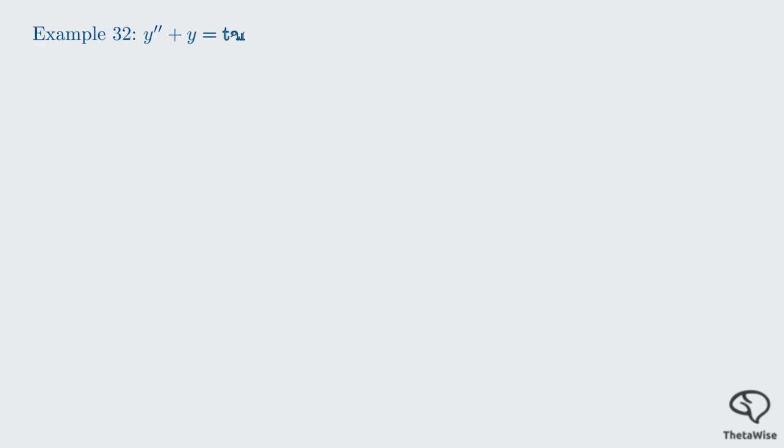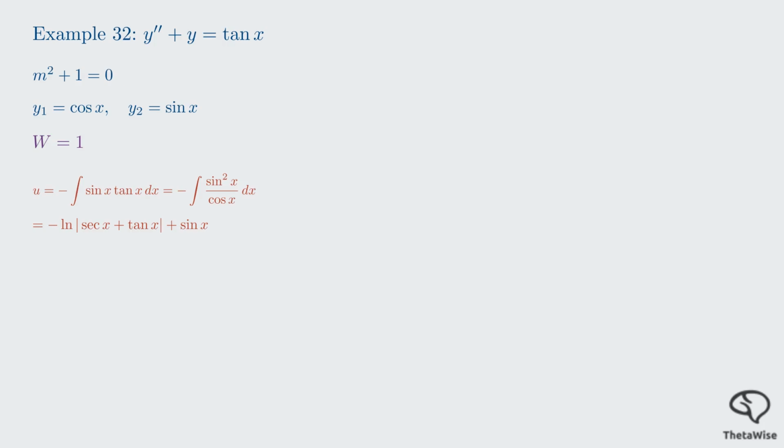Example 32 solves y double prime plus y equals tangent of x. The auxiliary equation is m squared plus 1 equals 0, giving y1 equals cosine x and y2 equals sine x. Their Wronskian is 1. Thus, u equals negative the integral of sine x times tangent of x dx. Rewrite this as negative the integral of sine squared x divided by cosine x dx, which equals negative ln of secant x plus tangent x plus sine x. Also, v equals the integral of cosine x times tangent of x dx, which is negative cosine x.